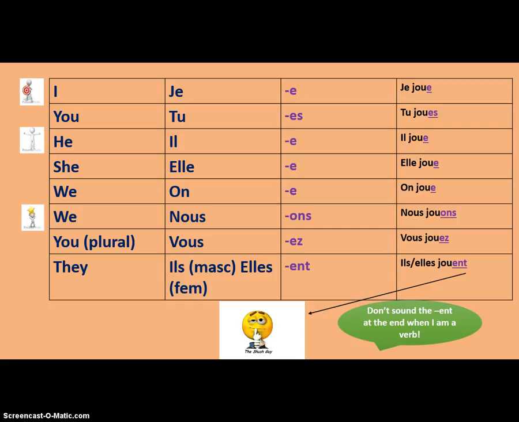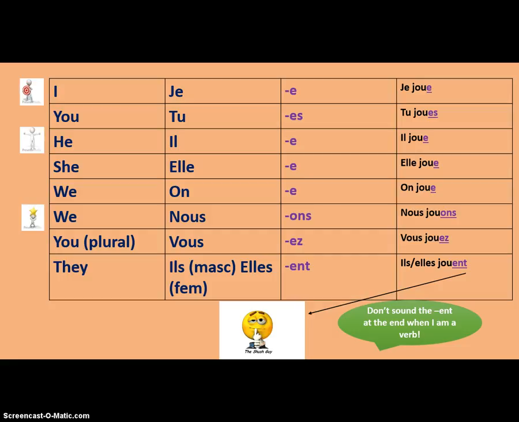And they is ils, il with an S, masculine, and elles, elle with an S, feminine. If you have a group of 1,000,000 girls and one boy, you're still going to have to say ils, il with an S. Now, once you've crossed off your ER, and the example I've used here is the verb jouer, to play, I've crossed off my ER, and I've got to add an ending depending on the person.